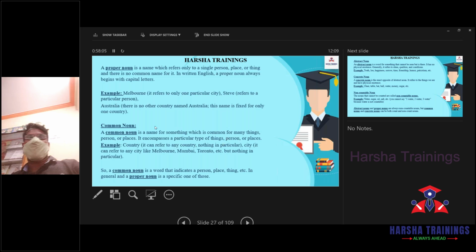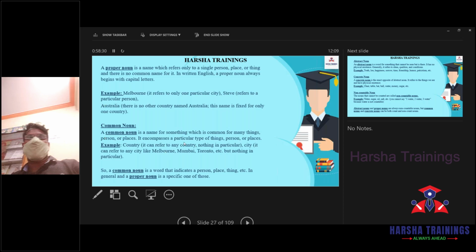For example, Melbourne refers to only one particular city, right? Steve, one particular person, or Ram, or any other person, Harita, Harsha, anyone. Now, Australia, there is no other country like Australia with that name. So it becomes a proper noun, okay? That is fixed only for one country, so it becomes a proper noun.